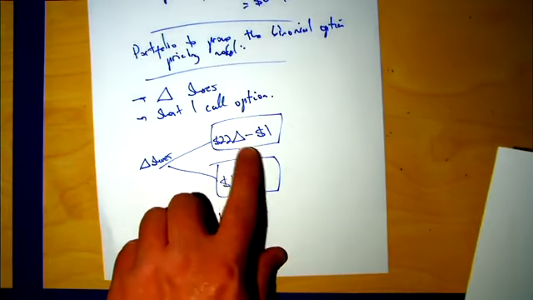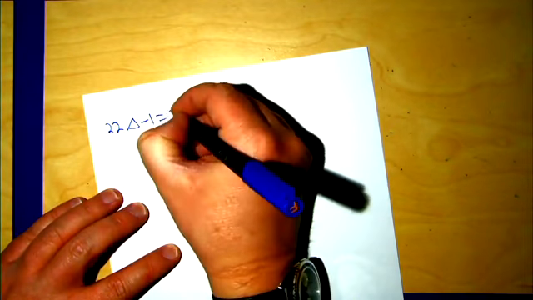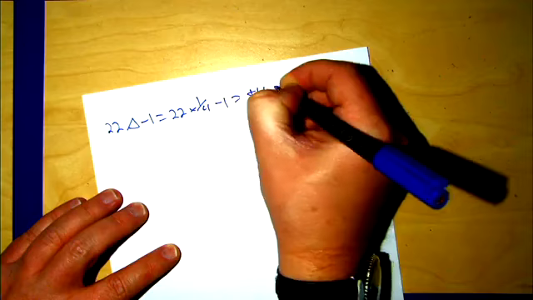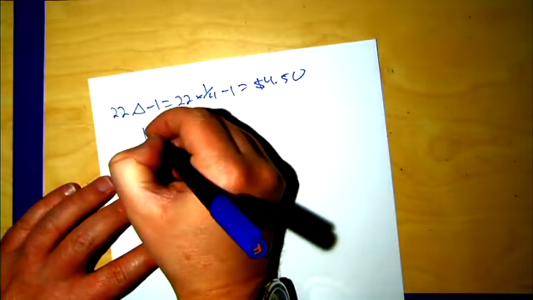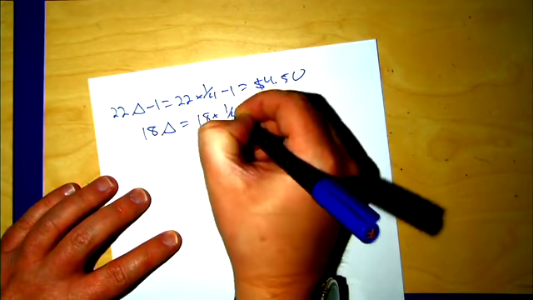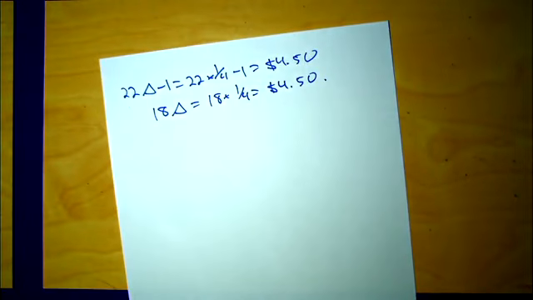And then we have to work out what this is all worth at the end. There are two ways you can do it. You can say 22 delta minus 1, so 22 times a quarter minus 1 equals $4.50, or you can say $18 times delta, so 18 times a quarter, which also equals $4.50. So no matter what happens, your portfolio at the end is worth $4.50.